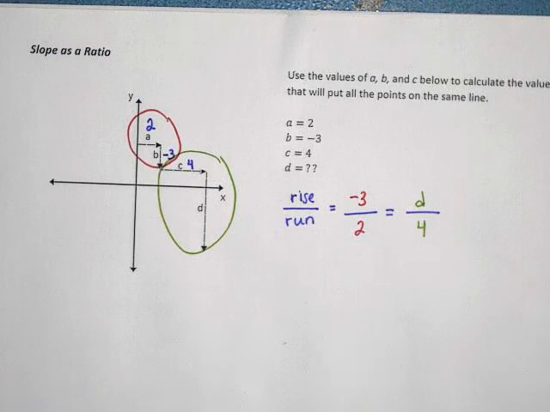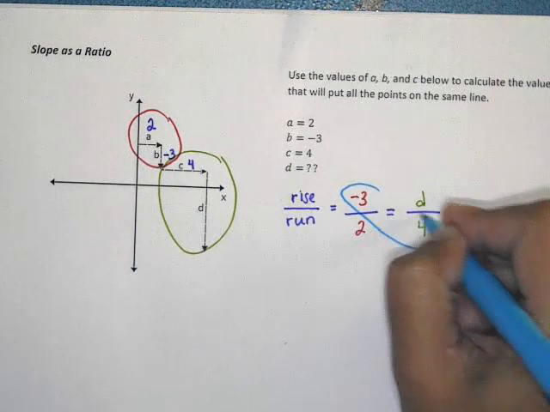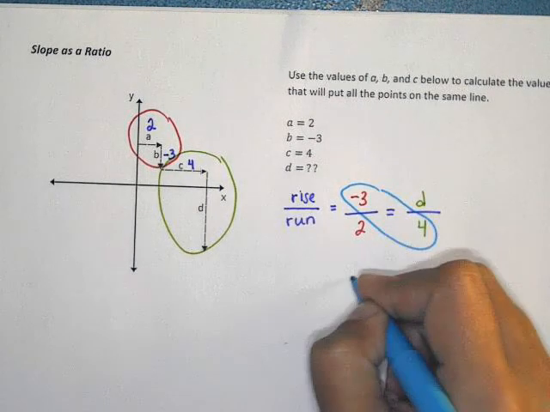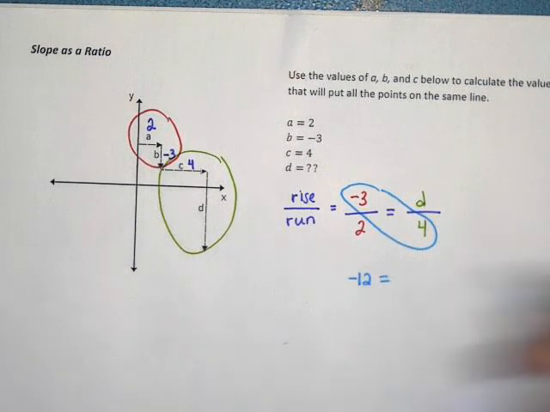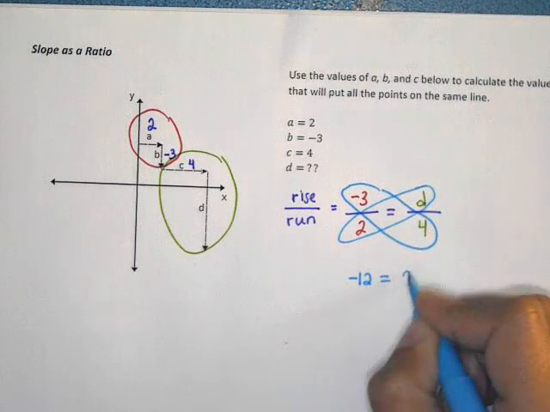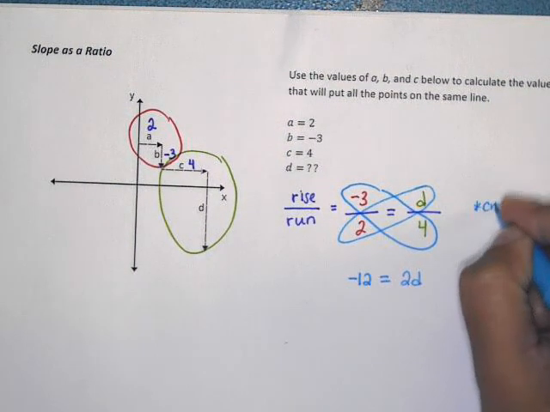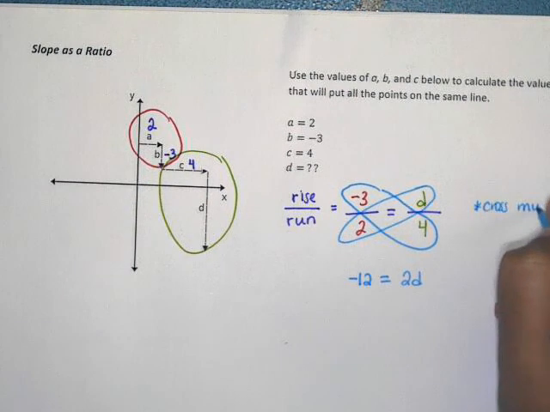This should look familiar because we did problems like this in Chapter 2 where we called them proportions, and we said that to solve these problems you just cross multiply. So you would do -3 times 4, which is -12, and then you would put an equal sign, and you would do 2 times D, which is 2D. Let's make a note that we're going to cross multiply.